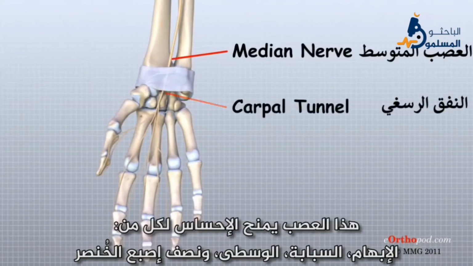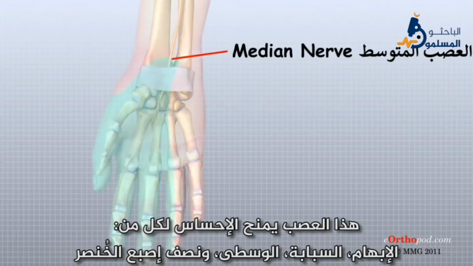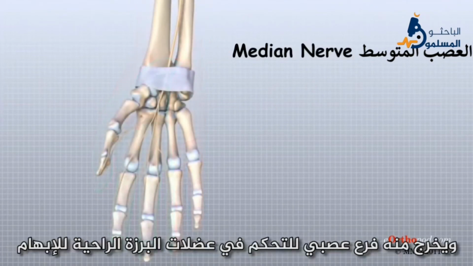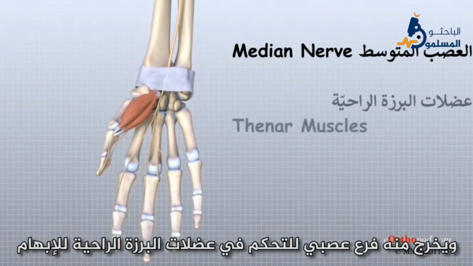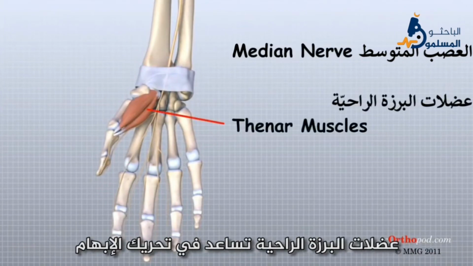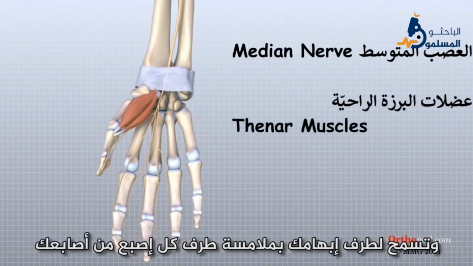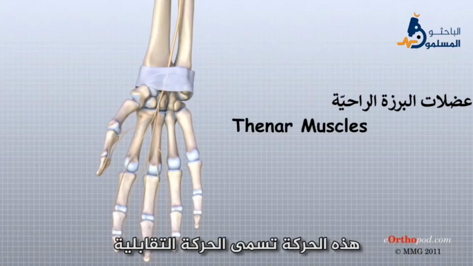This nerve gives sensation to the thumb, index finger, long finger, and half of the ring finger. It also sends a nerve branch to control the thenar muscles of the thumb. The thenar muscles help move the thumb and let you touch the pad of your thumb to the tips of each finger on the same hand, a motion called opposition.